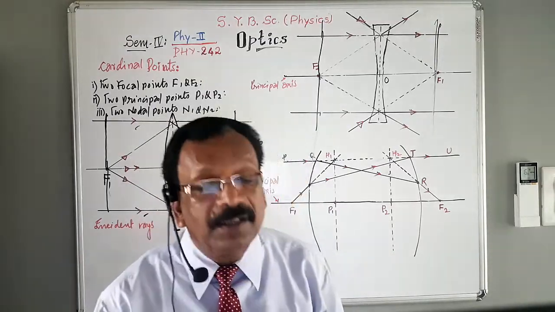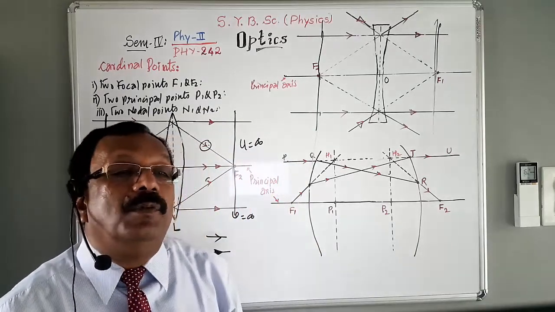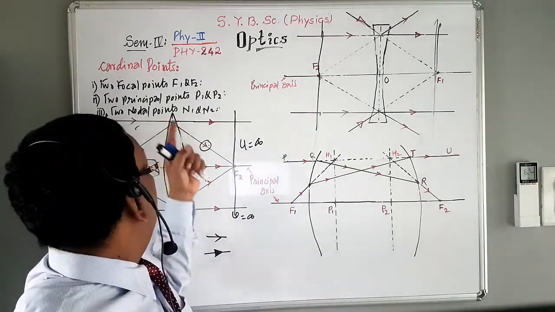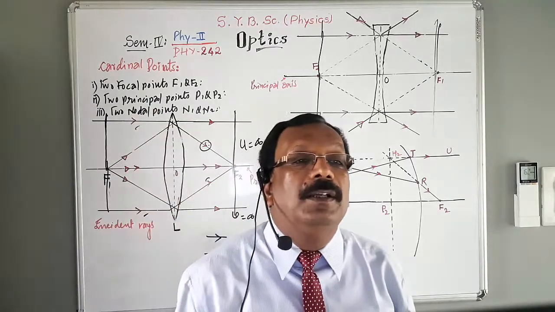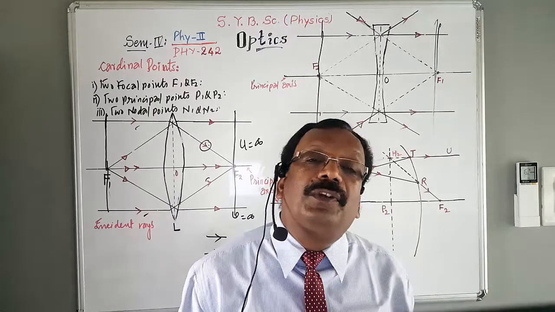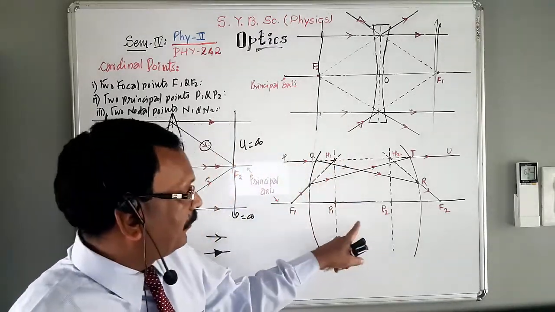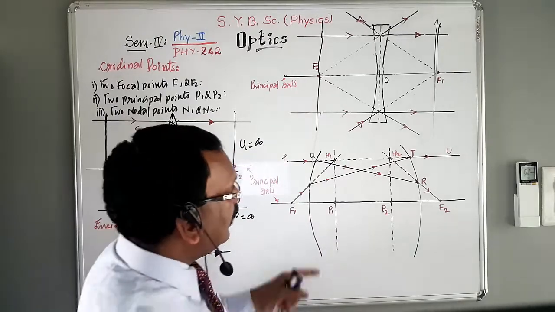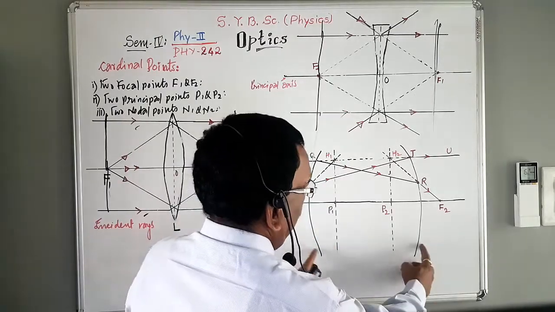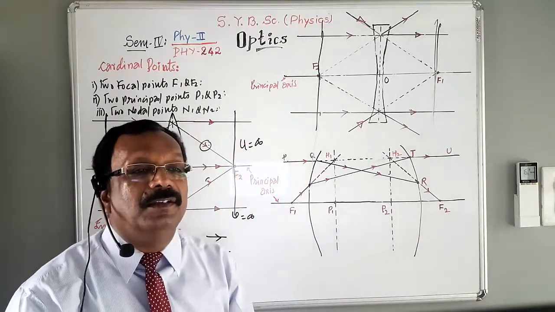Now we are going to see another cardinal point, that is, principal points, and we are also going to see principal planes. For that purpose, consider this diagram. This is a thick portion of a convex lens.